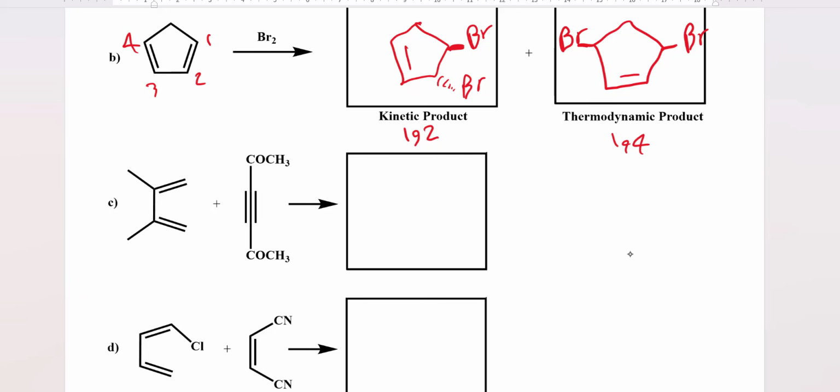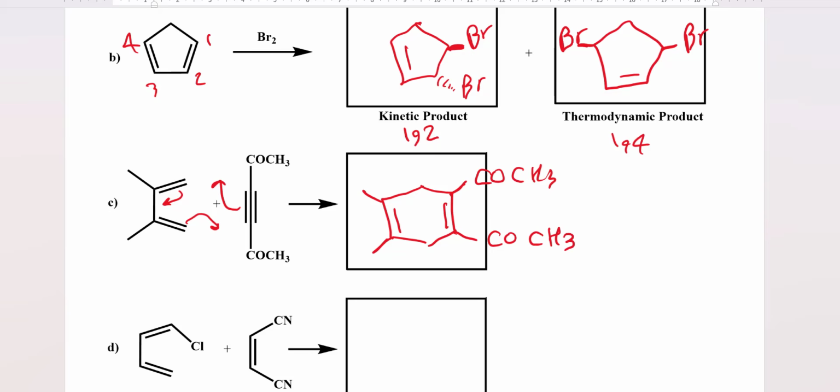For reaction C, we have a Diels-Alder reaction. One pi bond here, one pi bond here, and one pi bond here. They move simultaneously. So this one comes here, this one goes here, and this one goes here. So we have an alkene here, and we have 2 methyls on that double bond. On the right side, the triple bond converts to a double bond. We also have 2 CO2CH3 groups. This is the answer for this question.